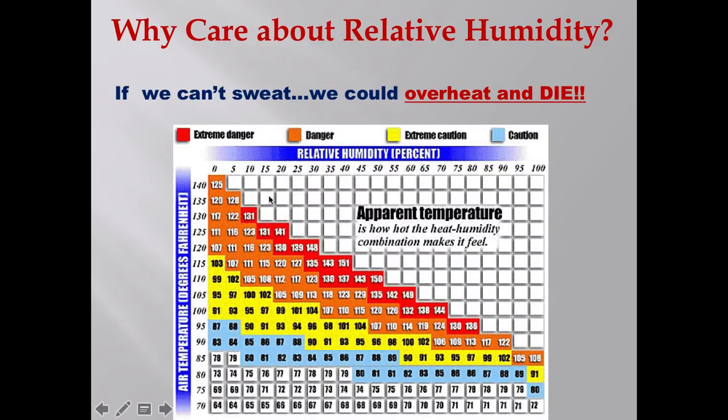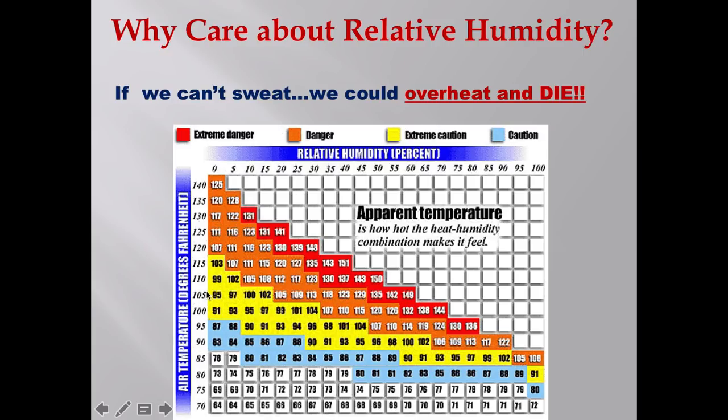So here's an idea of how we can overheat. Let's say it's 90 degrees, which it can often get in North Carolina. If the relative humidity is at 65%, to our bodies, it feels like it's 106. And 106 is hotter than we're supposed to be. We're supposed to be 98.5. So even though 90 is less than our body temperature, we can still overheat there.